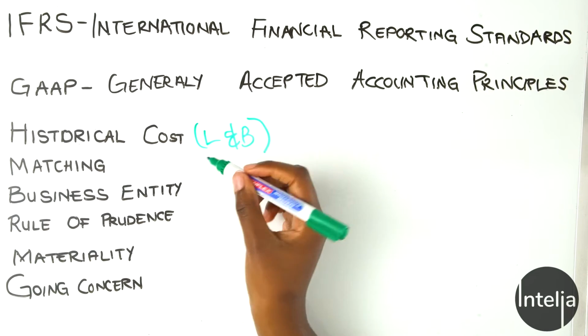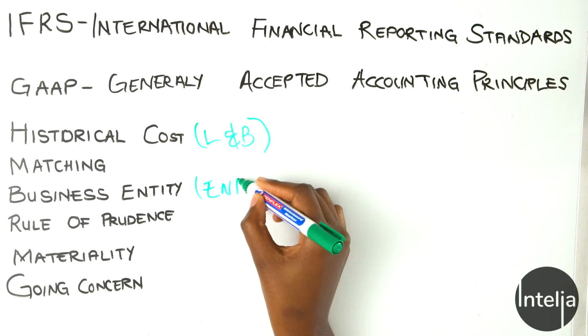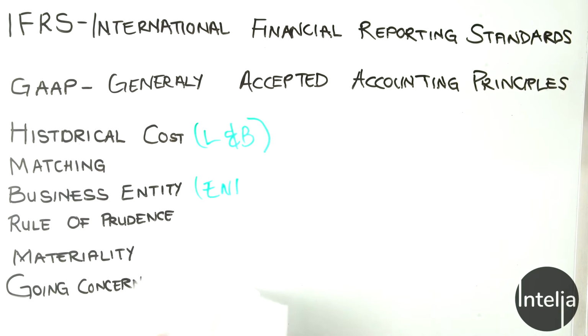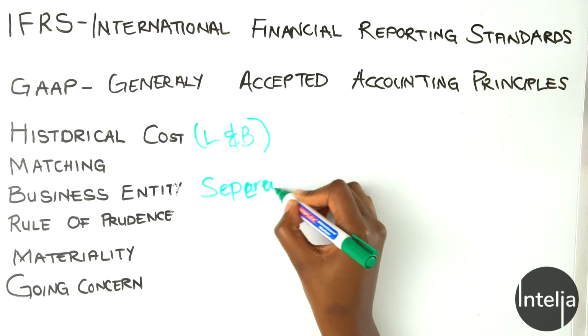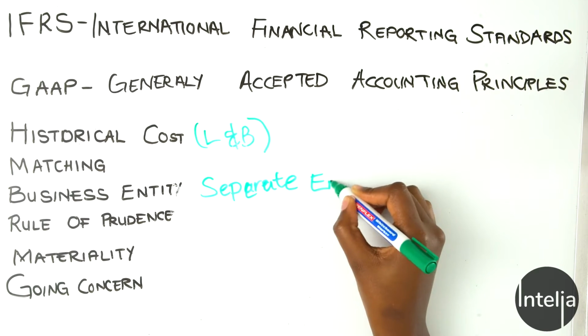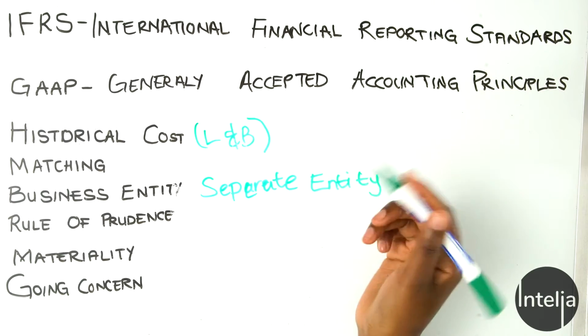Then the business entity principle speaks to the fact that businesses should be treated as a separate entity. That's all you need to know. I'll write a little note: the business is regarded as a separate entity from its owners, so it is regarded as its own legal person.